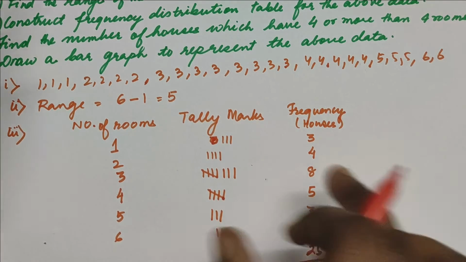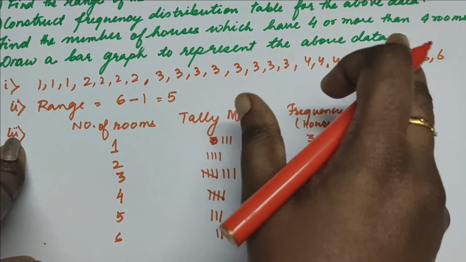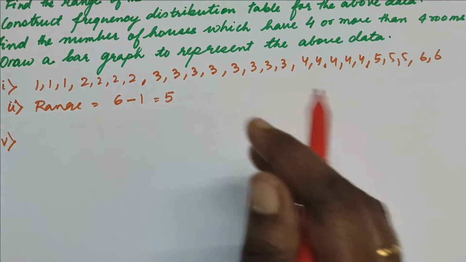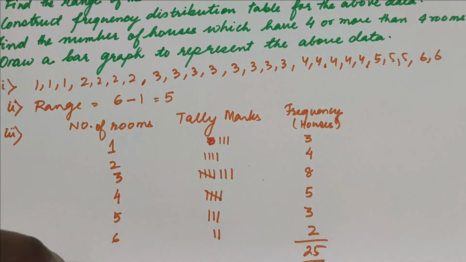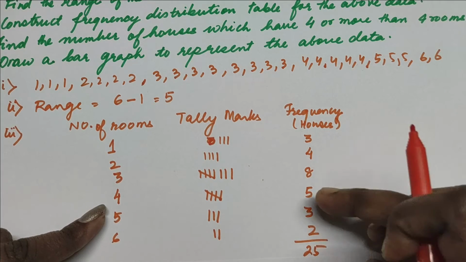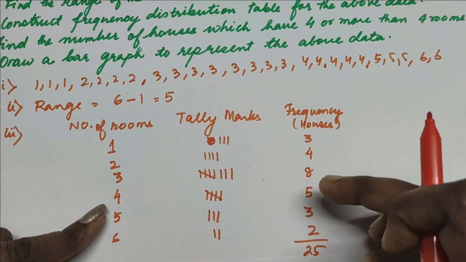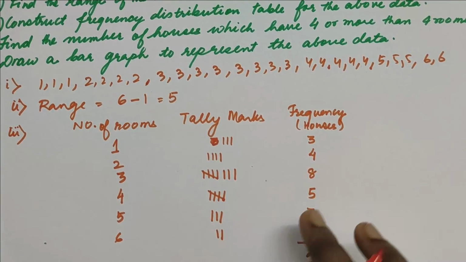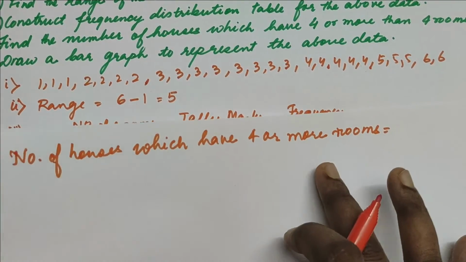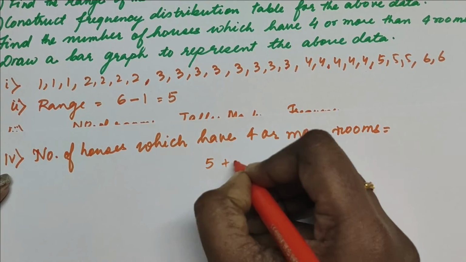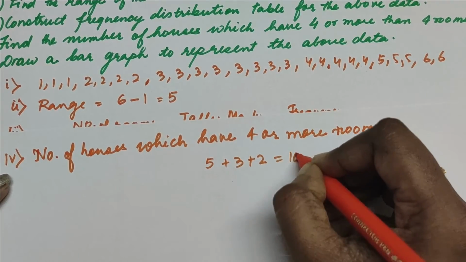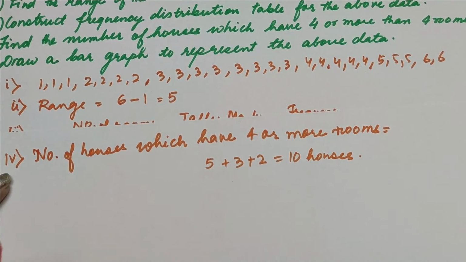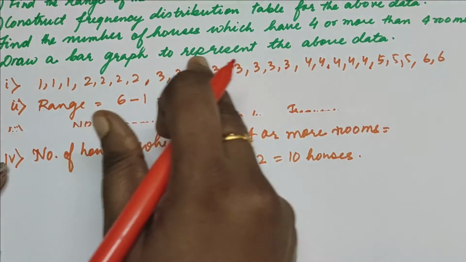Now next is to find the number of houses which have 4 or more than 4 rooms. So 4 and more than 4 rooms. We are going to add the frequency. So 5 plus 3 plus 2. As you have easily seen in the frequency table, 5 plus 3 plus 2 is 10. Our answer is going to be 10 houses are having 4 or more rooms. Then the last question is to draw the bar graph.